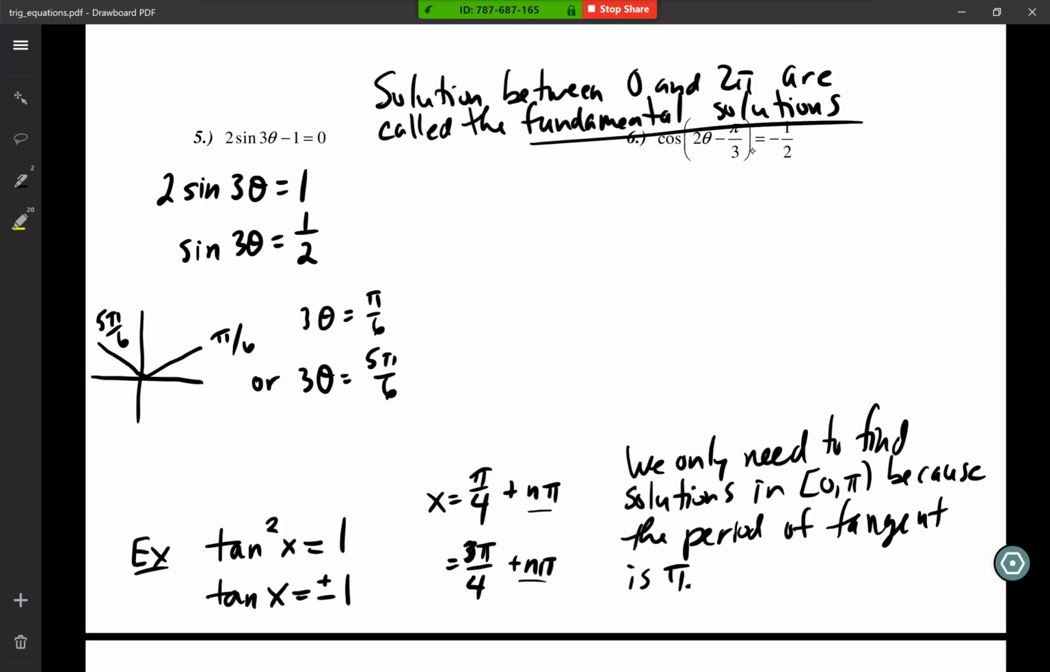Because that's the inside of my function right now. The inside of my function is 3 theta, not just a theta. So I'm writing 3 theta is pi over 6. 3 theta is 5 pi over 6. And then add in the multiples of 2 pi.